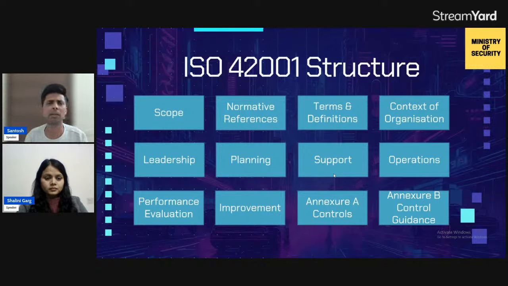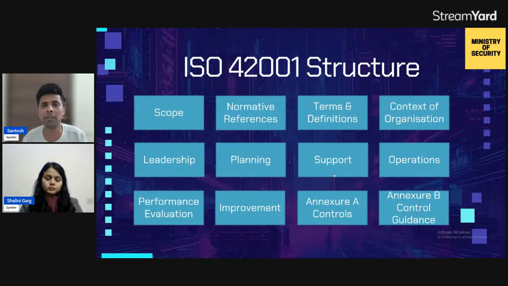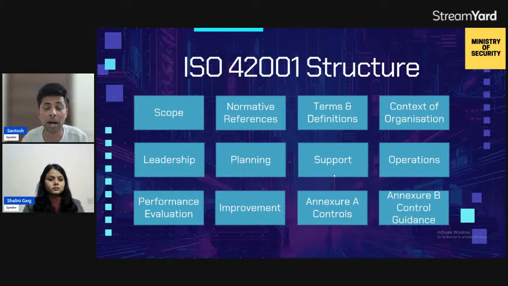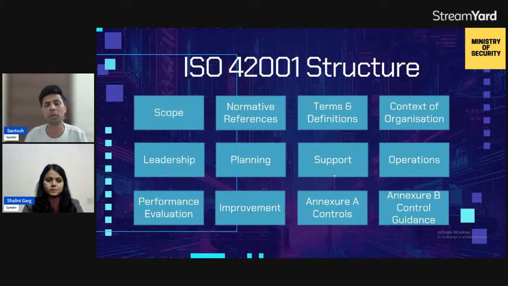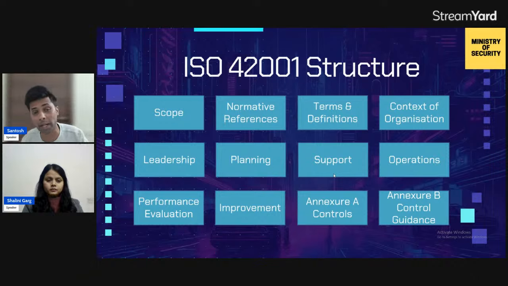But in case you say, no, my organization wants to develop artificial intelligence systems, but we just need the best practices, you can directly refer to the controls, which is Annexure A controls. And a good thing about ISO 42001 is they provide control guidance also. Unlike ISO 27001, where there is no control guidance and you have to refer to 27002 for detailed control guidance, here, for all the 40 controls of ISO 42001, they have provided control guidance in the same standard.